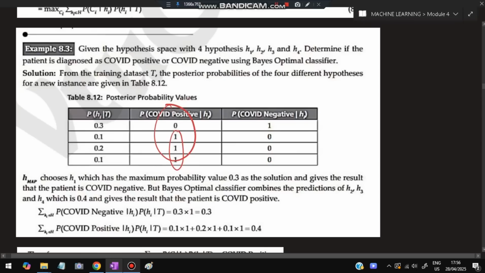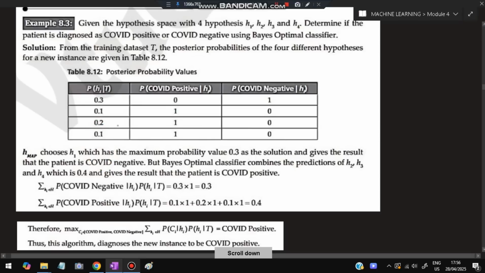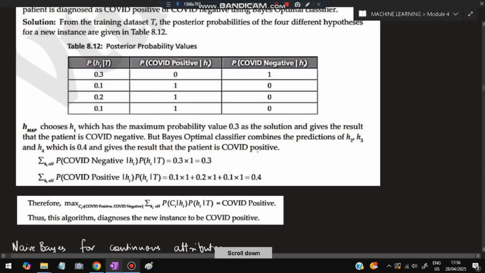But that's not the only thing we need to see. We also need to see the weights associated with it. P of COVID negative is 0.3 into 1, which equals 0.3. Now for the probability of COVID positive, we do 0.1 into 1 plus 0.2 into 1 plus 0.1 into 1, which gives 0.4. If you observe both, the maximum value is 0.4. So in this case, we select that the person has COVID.